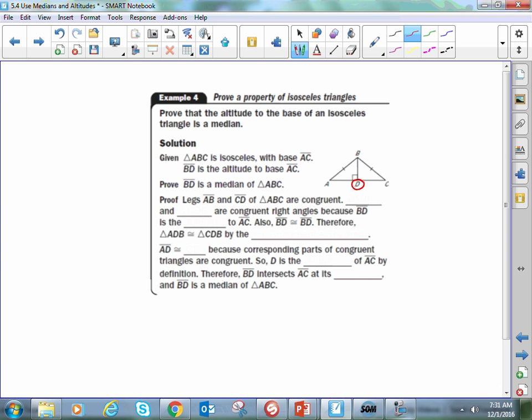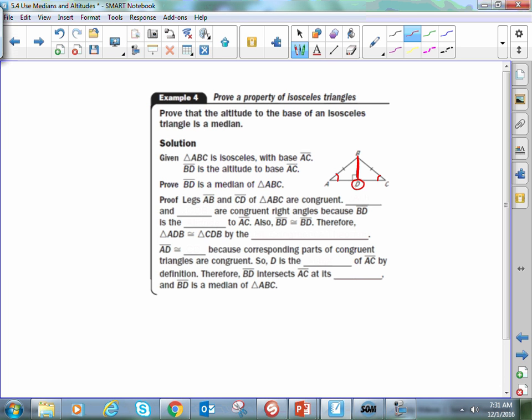Because it's isosceles, we know that BA and BC are the same. They're given to us because it's isosceles. One of the things we know about isosceles triangles is that the base angles are the same, and side BD is shared between them. So we can say for sure that the triangles have to be the same. Looking at this, I have a leg and a hypotenuse of a right triangle.